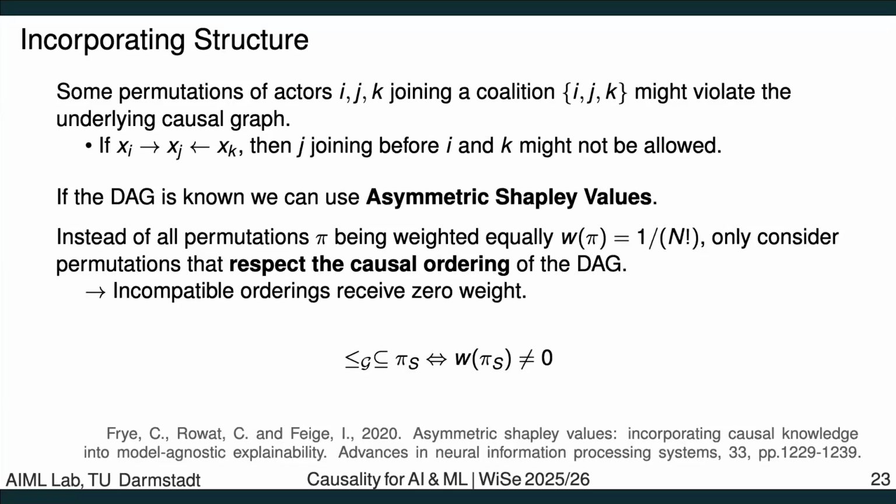Right. So this is then related to asymmetric Shapley values. Basically, they again weight all these orderings, all these permutations, and we just say, well, all orderings of those players joining that do not adhere to the partial order of my causal graph, I assign them a weight of 0, and all the others I assign, for example, equal weight.